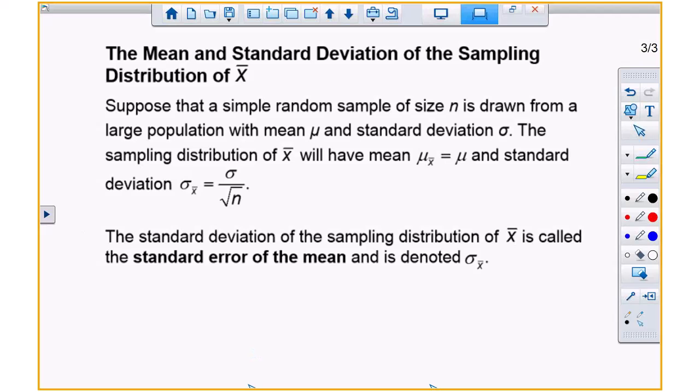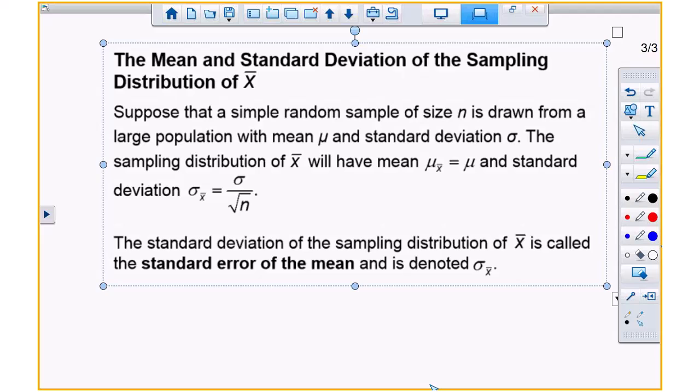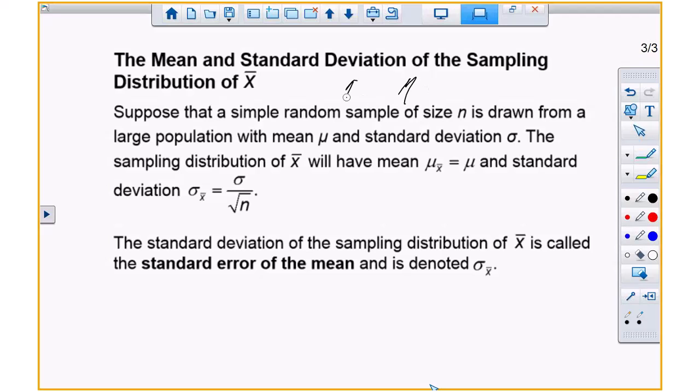The mean and standard deviation of the sampling distribution. Suppose that a simple random sample of size n is drawn from a large population. This is when you are given a mean and standard deviation. They give you a mean and a standard deviation, and then they say, what if such and such? What is the new standard deviation? And there it is.